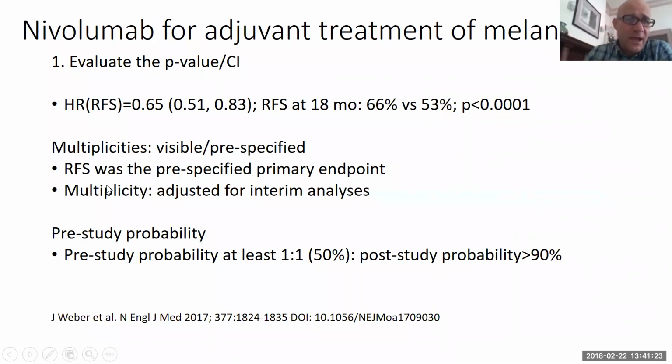the endpoint is okay. And then there were various interim analyses. So there is visible multiplicity coming out of the interim analyses, but they were all adjusted for with some sort of alpha spending rule. So that's fine as well.